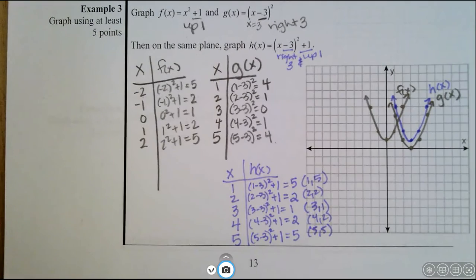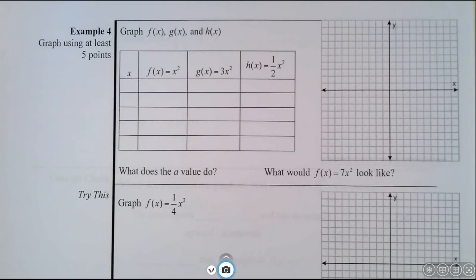Let's take a look at the next page. If we can move sideways and we can move up and down, what about if we need to change the actual shape of the parabola? So in example 4, we're looking at, again, comparing a few different quadratic equations to see what happens when I, instead of adding and subtracting, multiply. So I'm going to switch back to my pencil, and we will choose just our basic starting points.